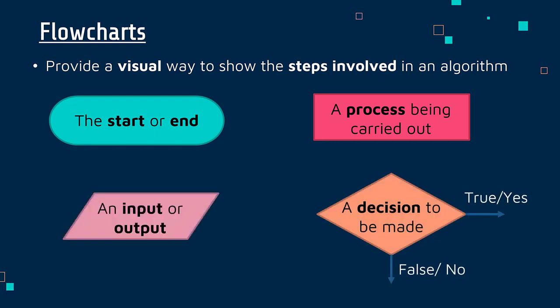Now there are four main flowchart symbols you need to know. The top left one, starting with that one, is just a start or end symbol. You generally just write start or end and it will show you where to begin and where to end in your algorithm. A rectangle is just a process being carried out. You usually write a little description of it. So a typical instruction will get written in a rectangle.